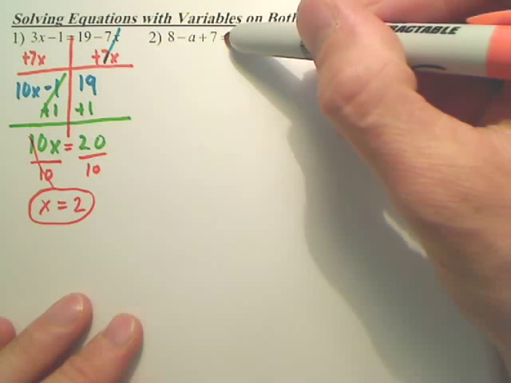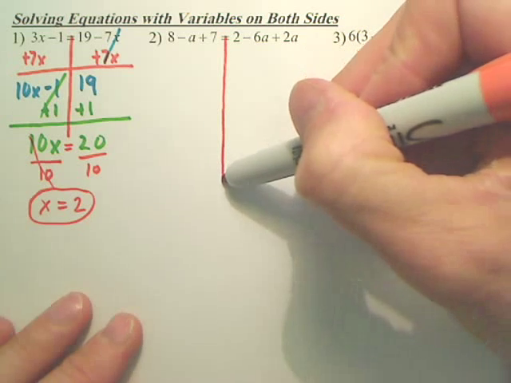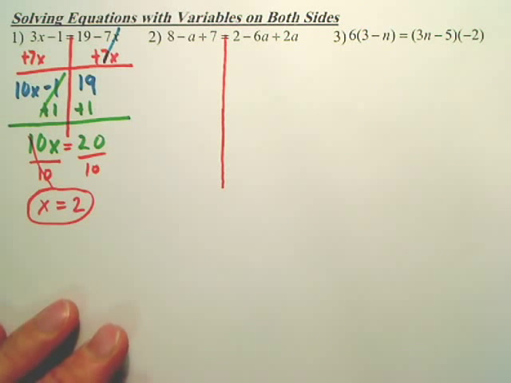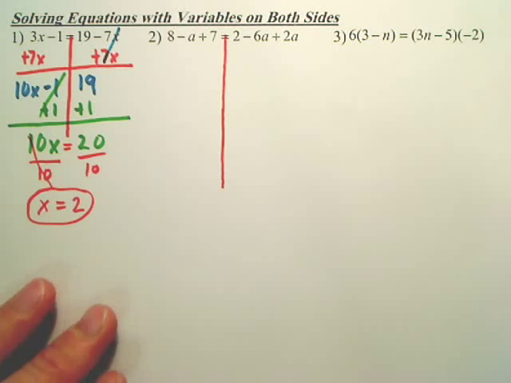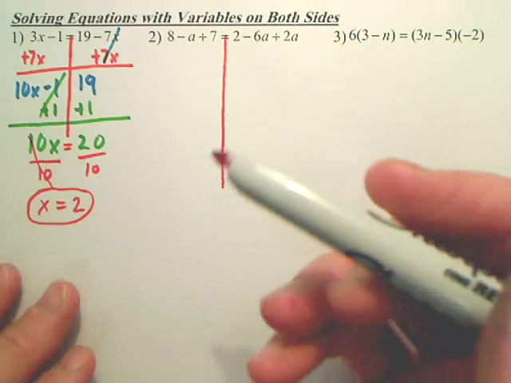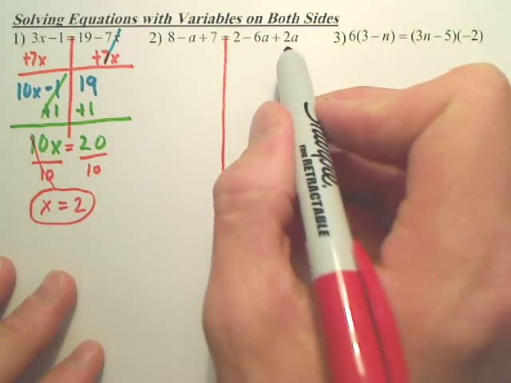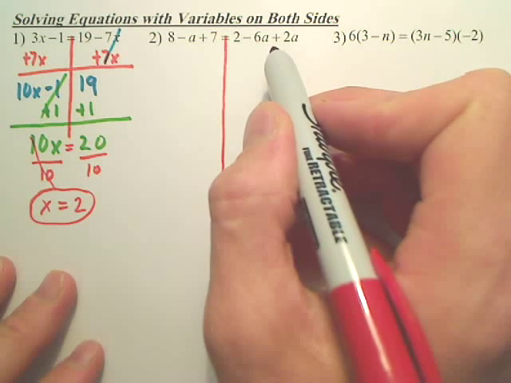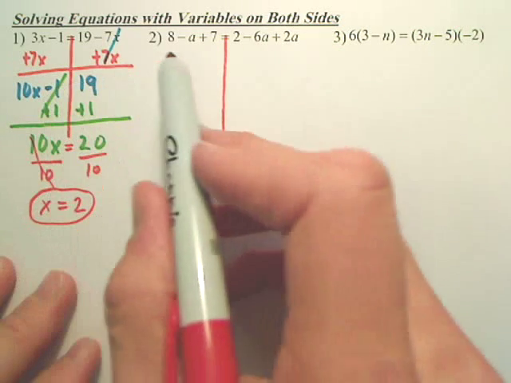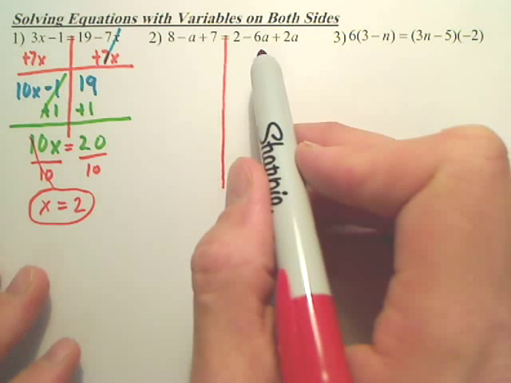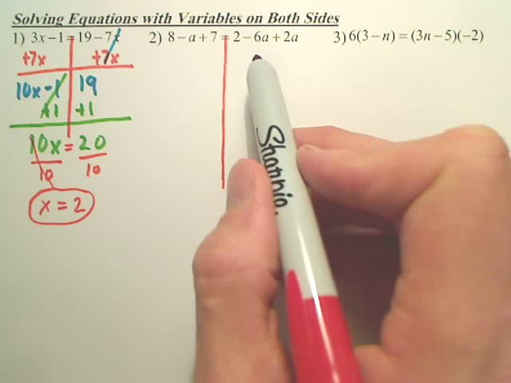Alright, you do not have to always put this line down the middle. It just can help. Some people need the separation. Got to keep them separated. Now, here we want to do the same thing, but before we get the variables to one side, you first have to simplify each side.